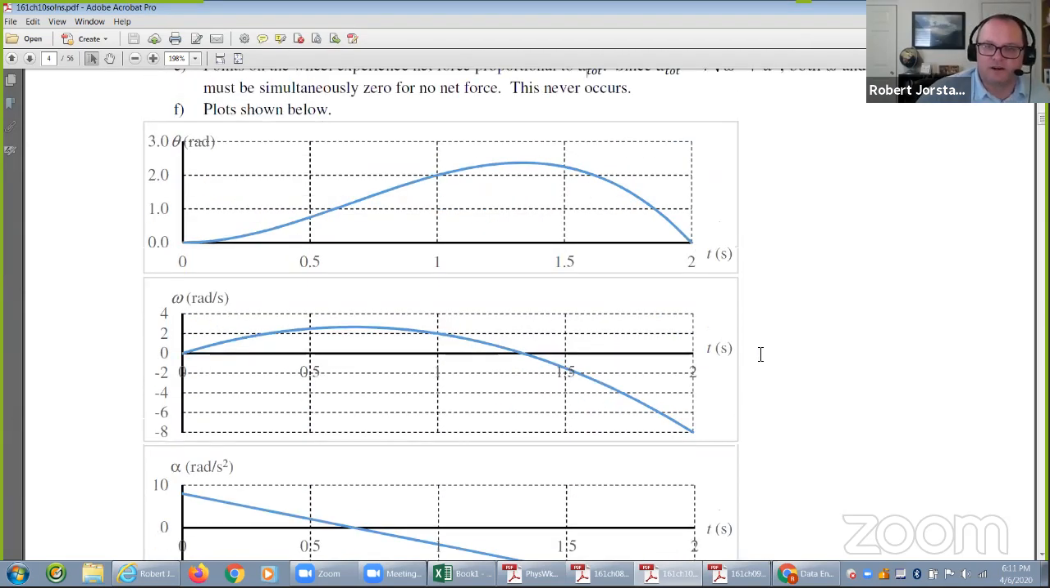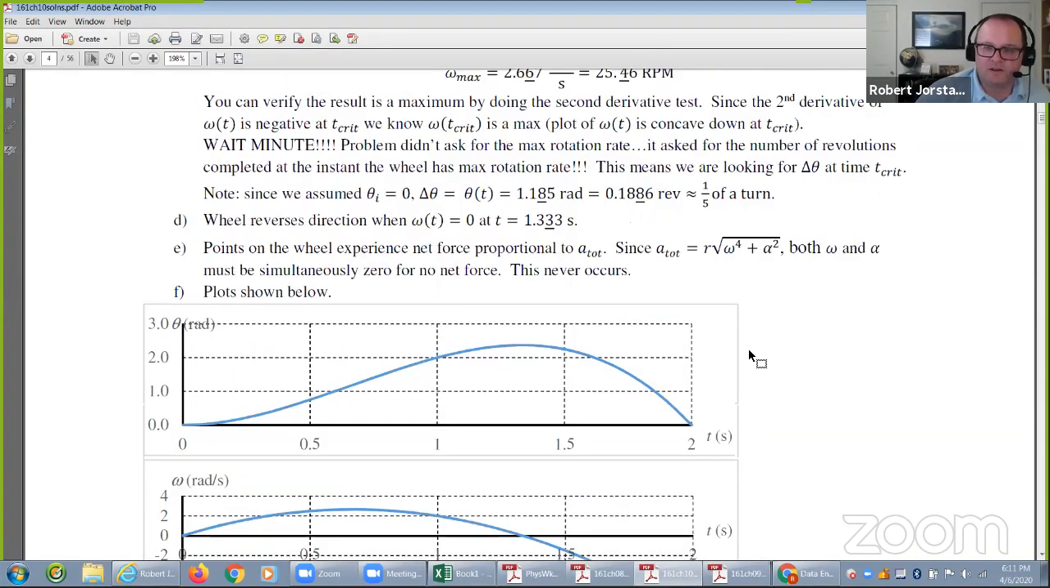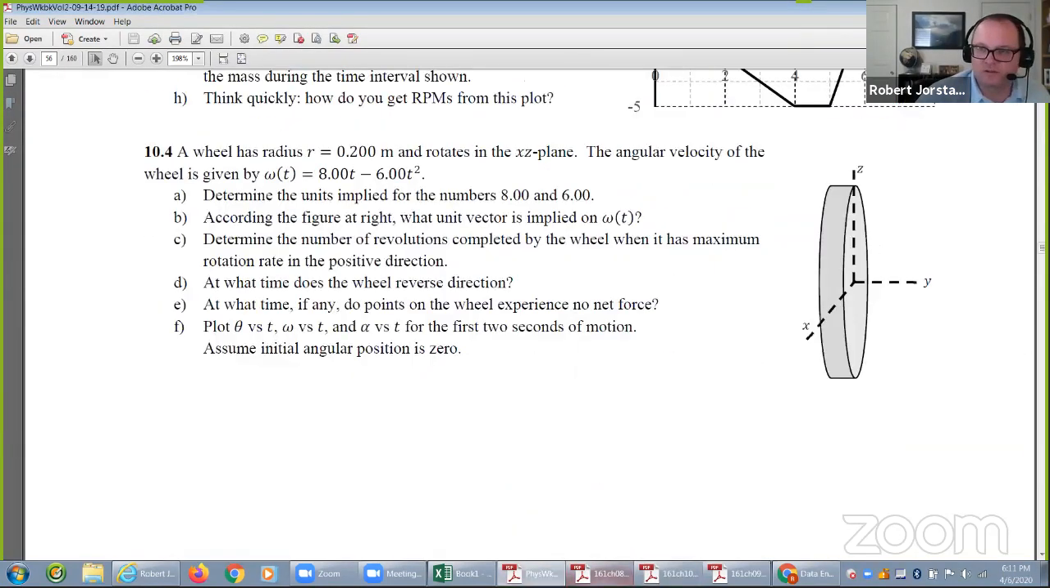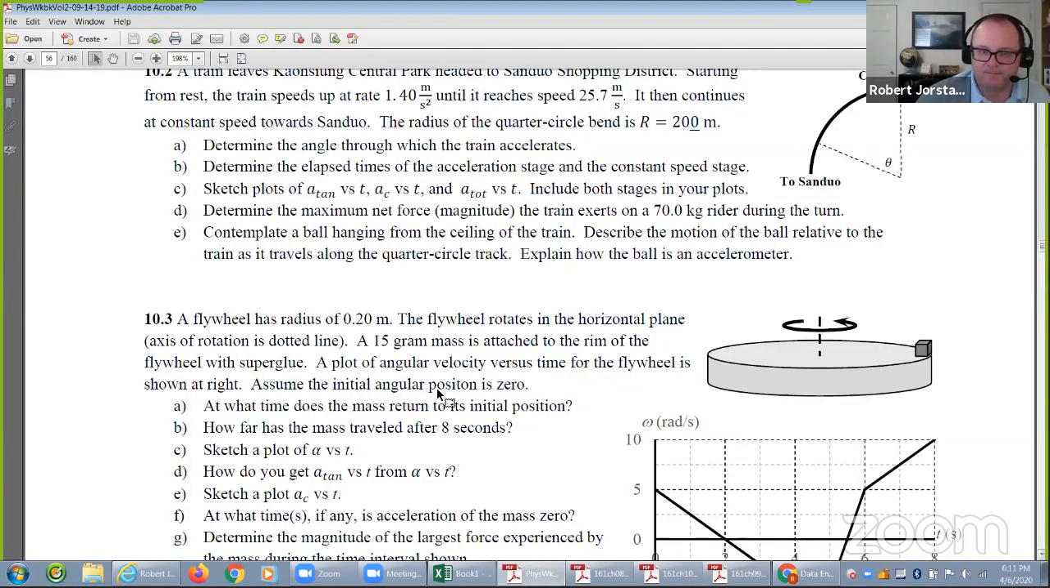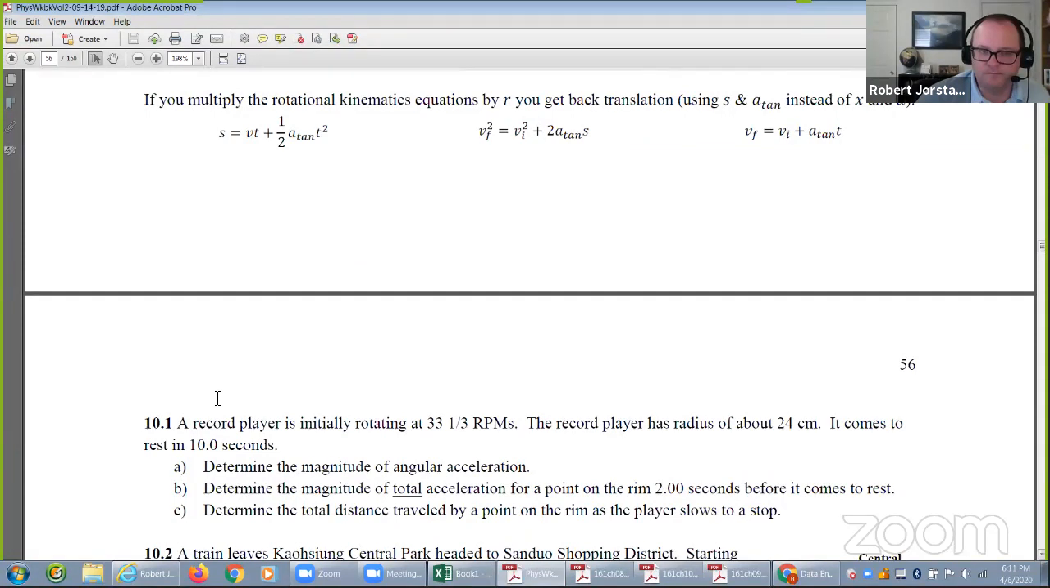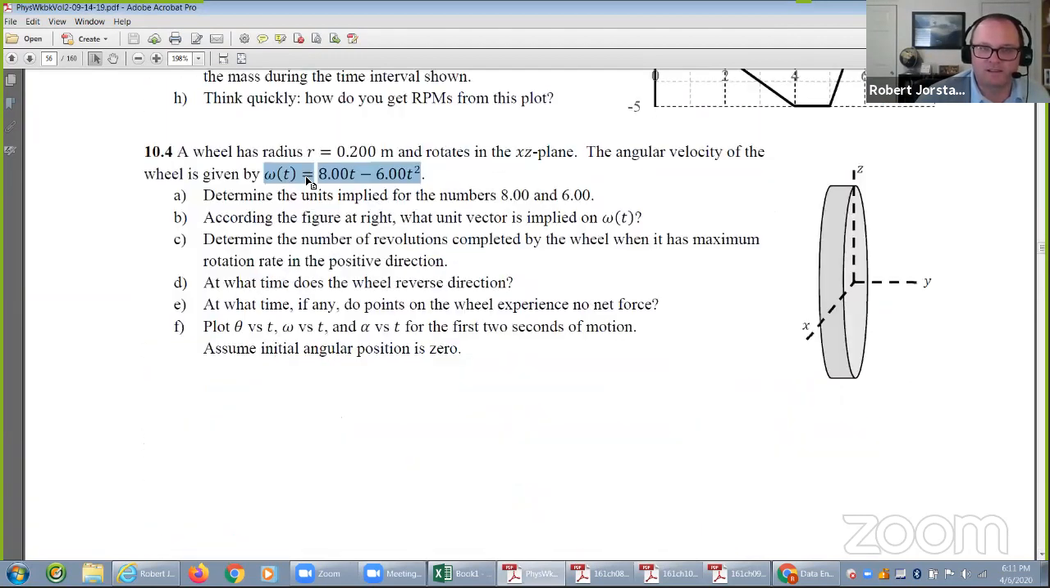Something you should know here, we cannot use our standard kinematics equations. So to be clear, these equations right here are no longer valid. This requires constant alpha. Constant alpha does not apply. In this problem, omega is some function of time that's got t squared in it. That means that alpha is a function of time. That's what tells us do not use constant alpha.